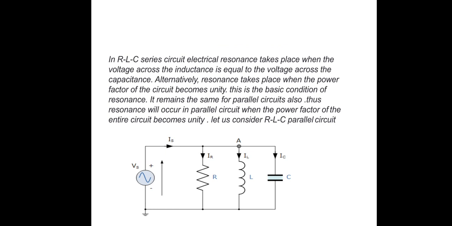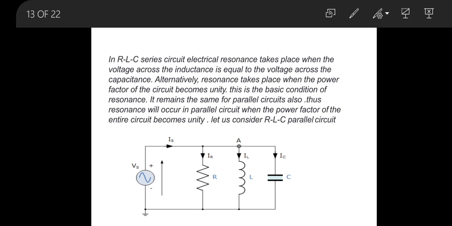Previously we applied Kirchhoff's voltage law, now we are going to apply Kirchhoff's current law. That means it is the nodal analysis, which is with respect to the node. So in the RLC series circuit, electrical resonance takes place when the voltage across the inductor is equal to the voltage across the capacitor. Alternatively, you already know that XL equal to XC is the resonance condition in the series resonance circuit. Alternatively, the resonance takes place when the power factor of the circuit becomes unity. The power factor becoming unity also gives the resonance condition.